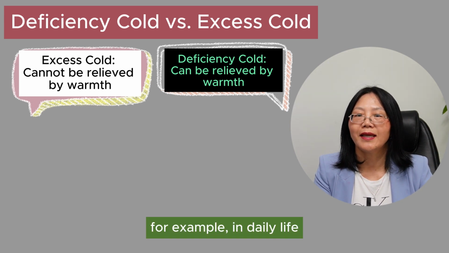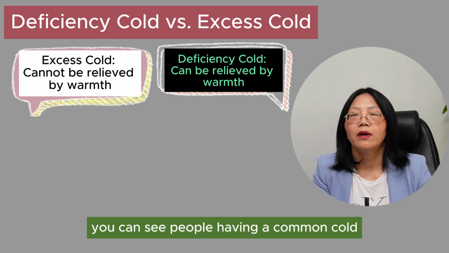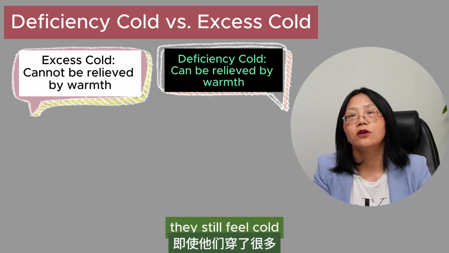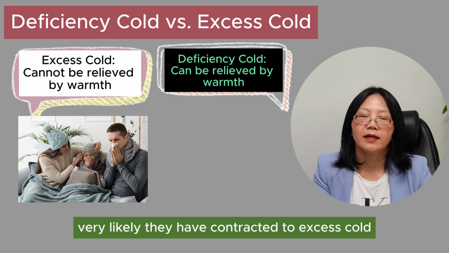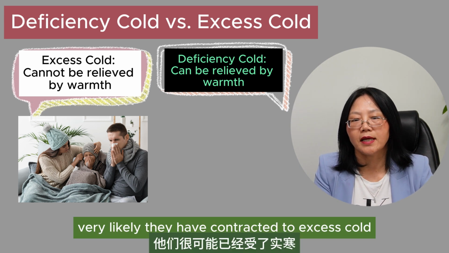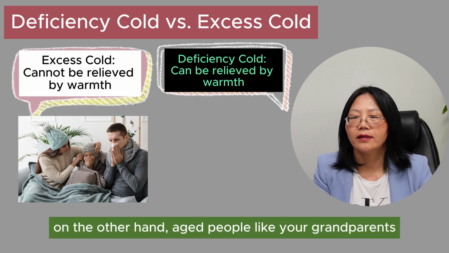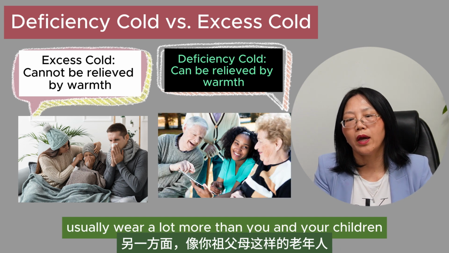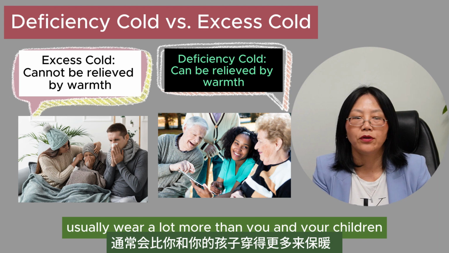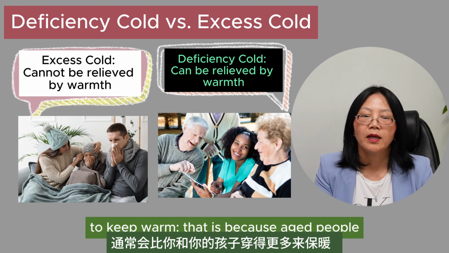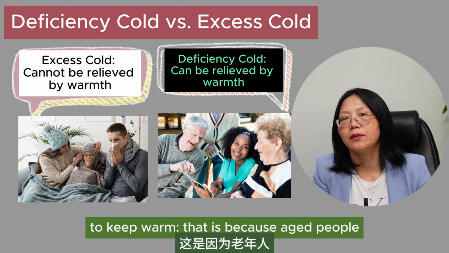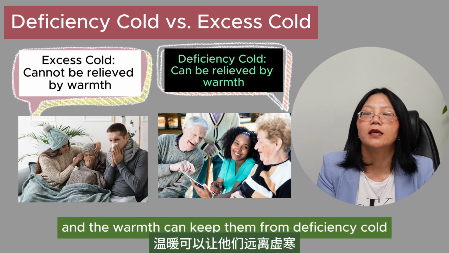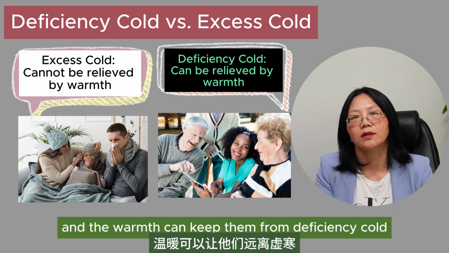For example, in daily life, you can see people having a common cold. Even though they wear a lot, they still feel cold. Very likely, they have contracted excess cold. On the other hand, aged people, like your grandparents, usually wear a lot more than you and your children to keep warm. That is because aged people usually have Yang deficiency, and the warmth can keep them from deficiency cold.